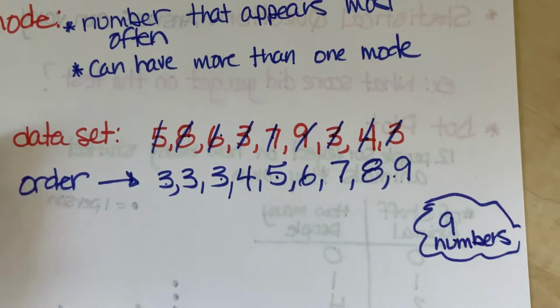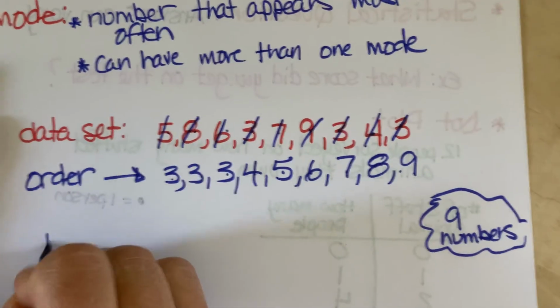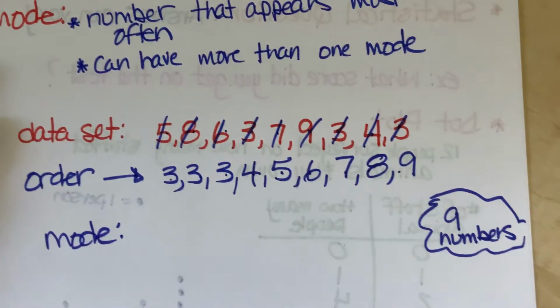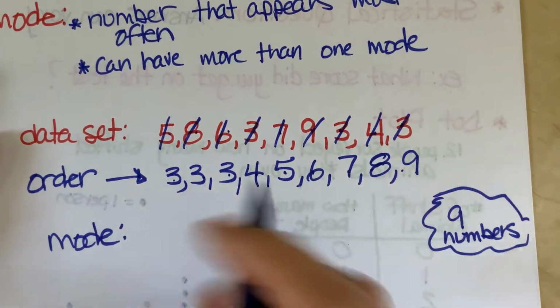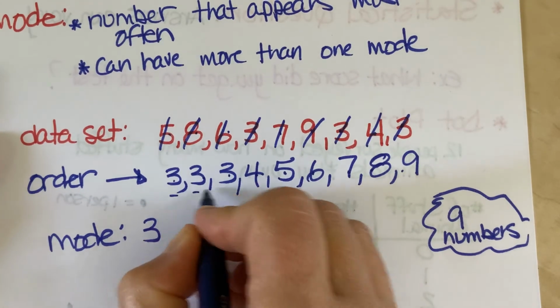Okay? All right, easiest one to find is the mode. Which number appeared most often? Well, there were 3 3s, 1 4, 1 5, 1 6, 1 7, 1 8, 1 9. So the mode is 3. There were 3 of them.